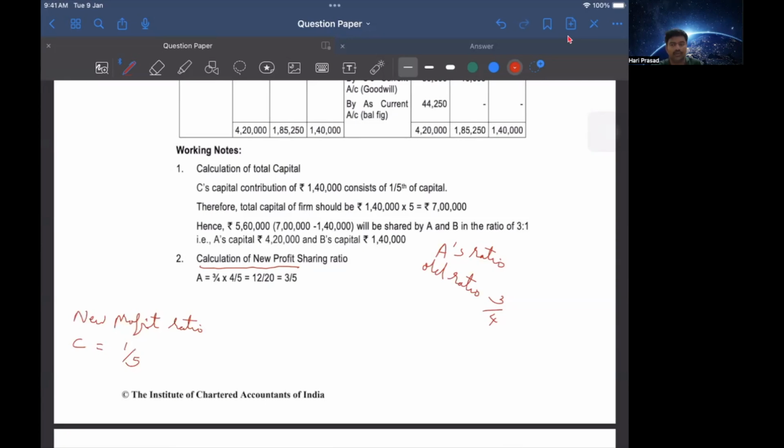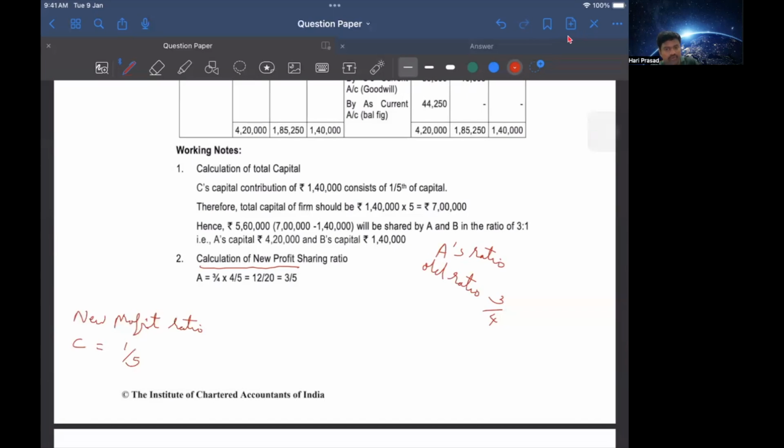From that example, if the firm's profit is 5 rupees, C gets 1 rupee. Balance is 4 rupees, right? This 4 rupees is shared between A and B. Now what we can do is find the new profit sharing ratio of A.